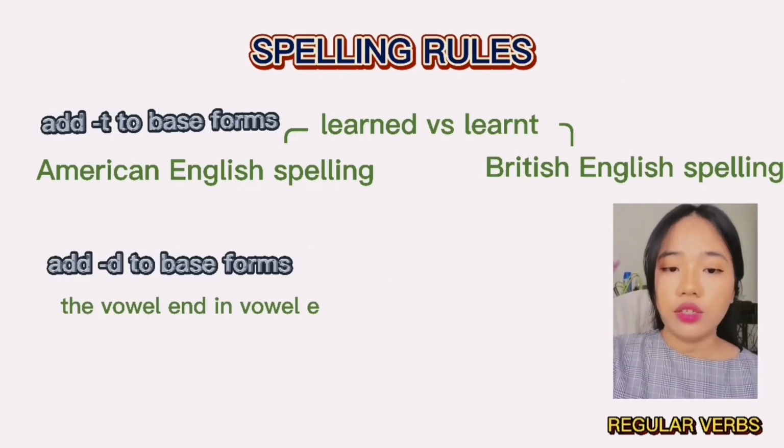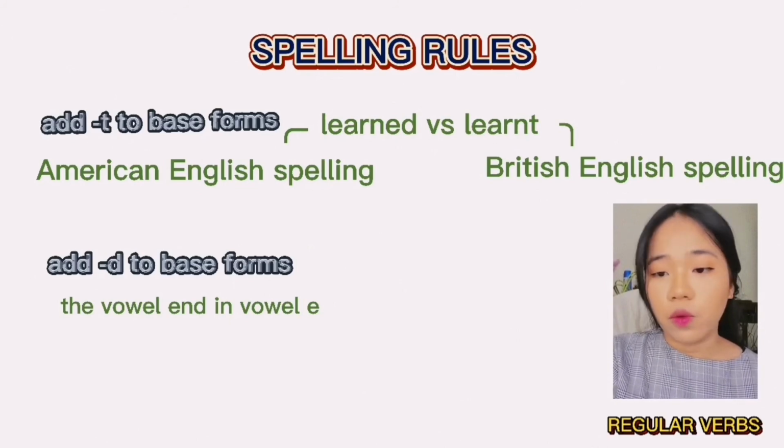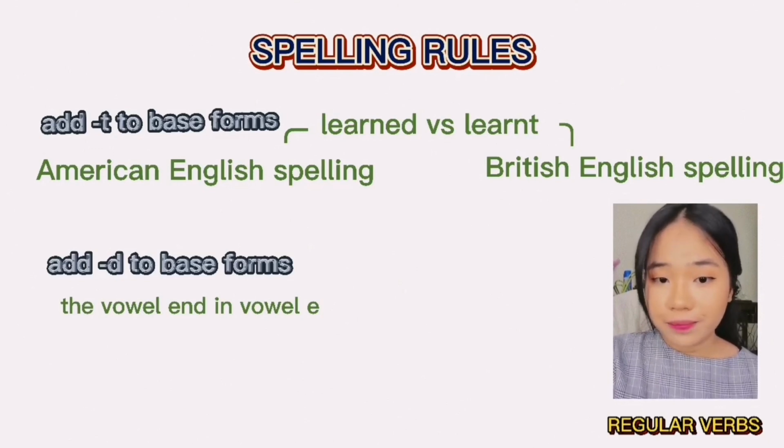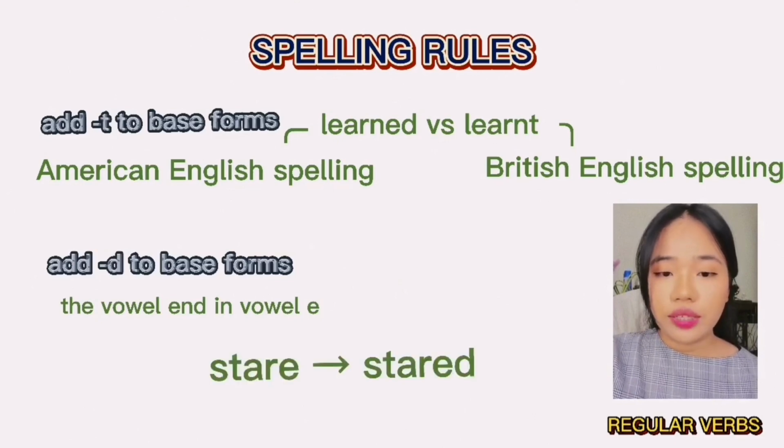So let's continue to adding d to the past form. It only comes with one rule: verbs that end in the vowel e. Example, stare. It changes to stared. Easy, right? And then we continue to adding ed to the past form.